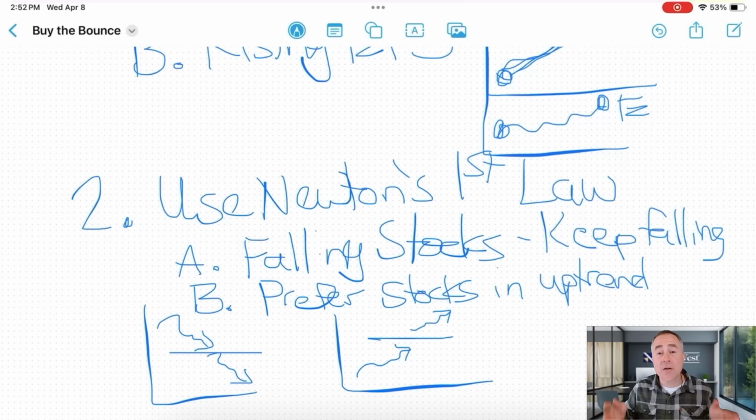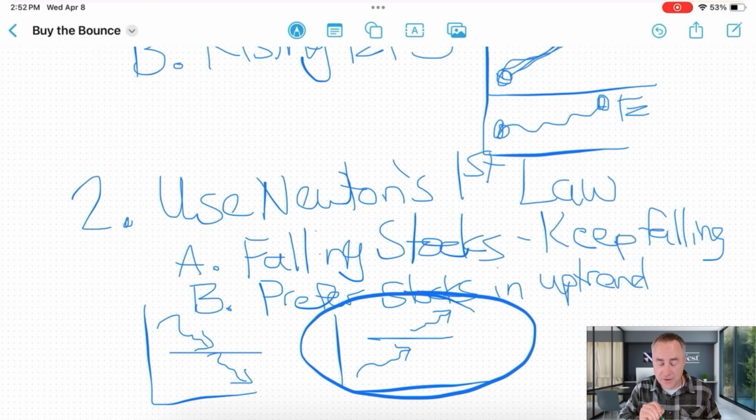So this is part of the mindset shift. Do not assume a stock is ready to buy just because it has fallen. Respect the direction that it's already moving in. So what you want to do is favor stocks that are already rising.